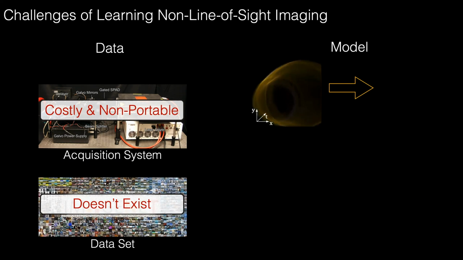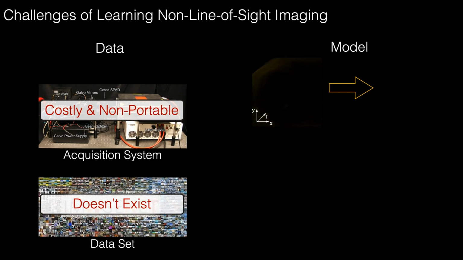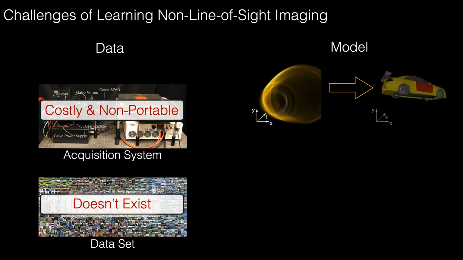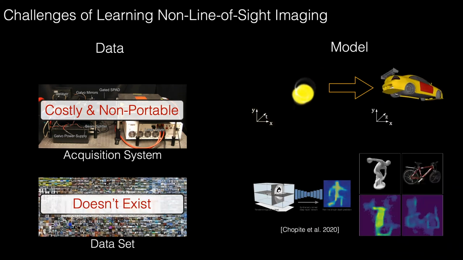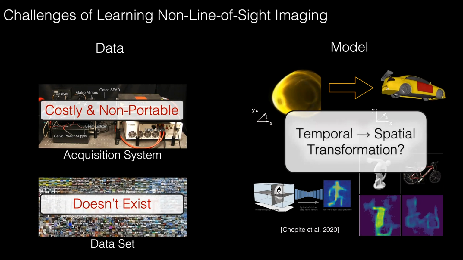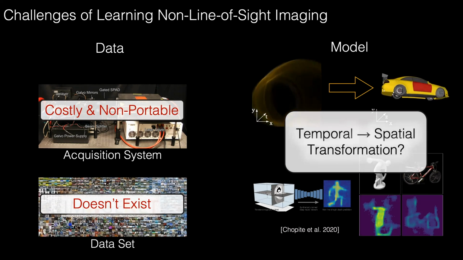This is because the underlying task of transforming measured transients in the temporal domain to the spatial domain is challenging. Existing autoencoders tend to overfit, and there is no learning model that readily reconstructs the hidden scene with high resolution.